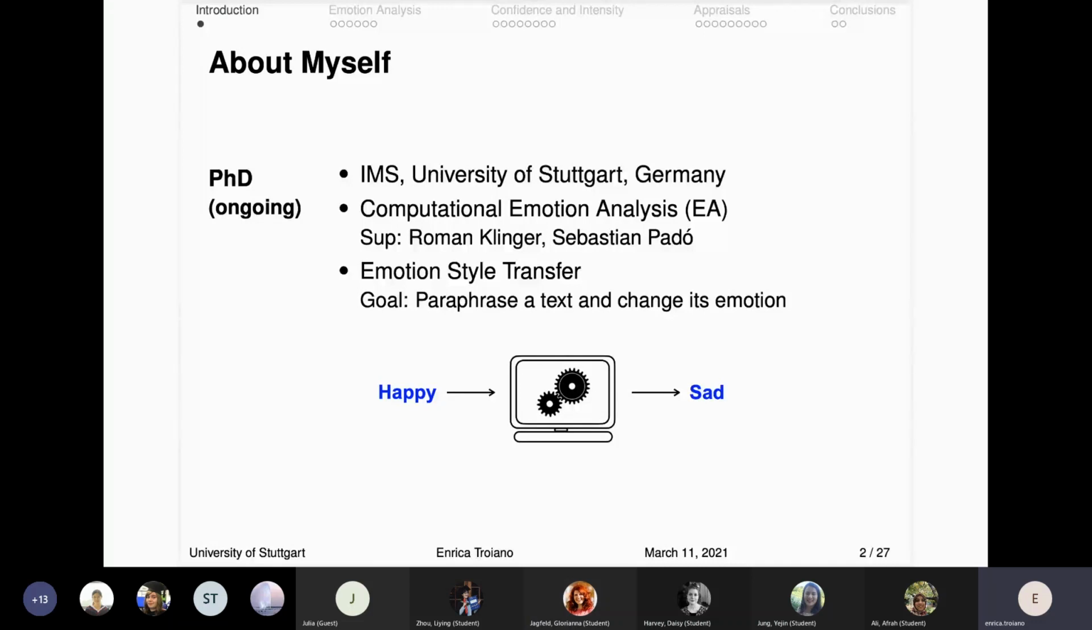The topic of my PhD is emotion style transfer. So in a nutshell, the goal of my PhD is to implement a system which is capable of paraphrasing a text while at the same time changing its emotional content. But today I'm not going to focus on this task, and instead I'm going to focus on an upstream problem which I think also fits your interests better. And that is a problem related to the data that we use in emotion analysis.